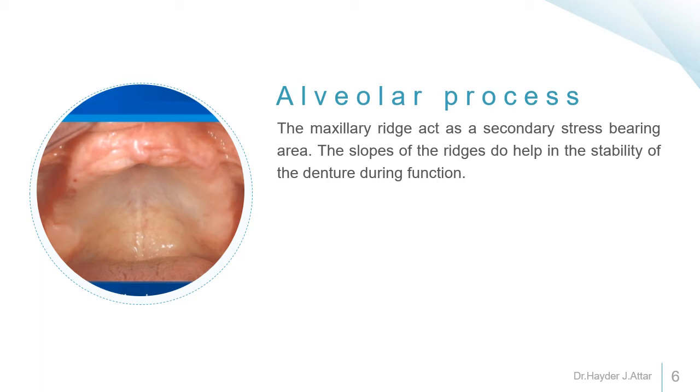After extraction of the teeth, the alveolar process is called the residual ridge, the alveolar residual ridge. The alveolar residual ridge can support the denture during function by transferring the occlusal force or the masticatory force to the slopes of the residual alveolar ridge. So it is regarded as a secondary stability area or secondary stress bearing area of the maxillary denture.